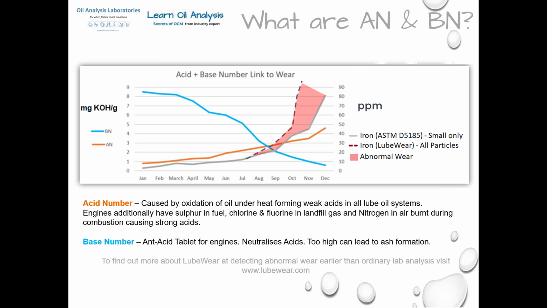Hydrochloric acid, the same acid in your stomach, is generated from engines running on methane gases coming from landfill rubbish or trash sites with high chlorine. Where is the chlorine coming from? Well, usually domestic cleaning chemicals such as bleach that end up in landfill. Likewise, hydrofluoric acid, an acid used for etching glass, is formed from landfill methane gases with high fluorine, coming from all those used toothpaste tubes that are chucked away each day.